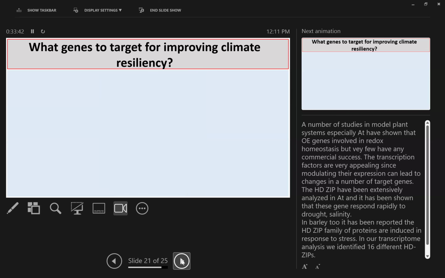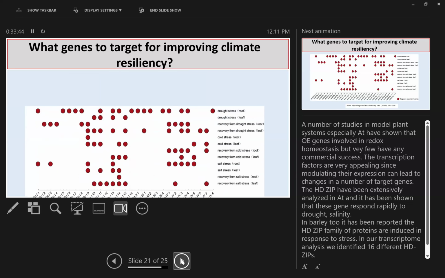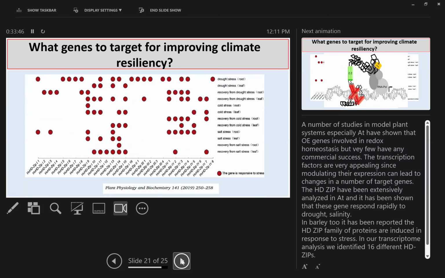The question is, is there evidence of this in barley at all? Yes, barley has about 26 members in this particular gene family, and they have shown that many members of the gene family are induced in response to drought, and also in response to cold stress and salt stress. So this looks like an ideal gene family to look at.